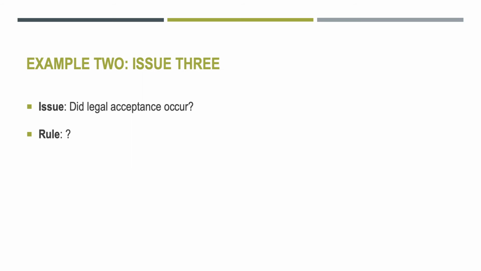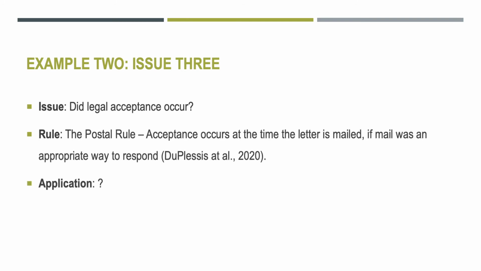The letter didn't reach Sue until after the deadline, which should cause you to stop and think. We learned that an offer can't be accepted once it expires. But do you also recall a special rule for items that are mailed? This is the rule you should be looking for. The rule in question here is called the postal rule. Acceptance occurs at the time the letter is mailed, if mail was the appropriate way to respond.